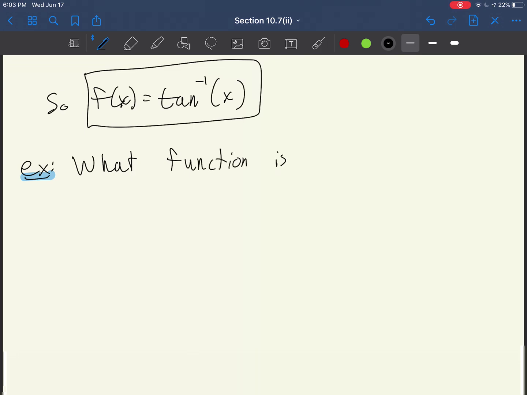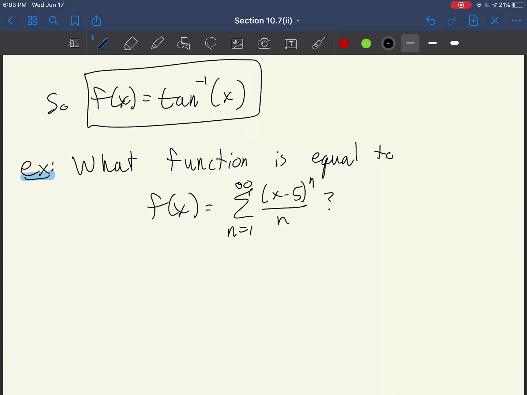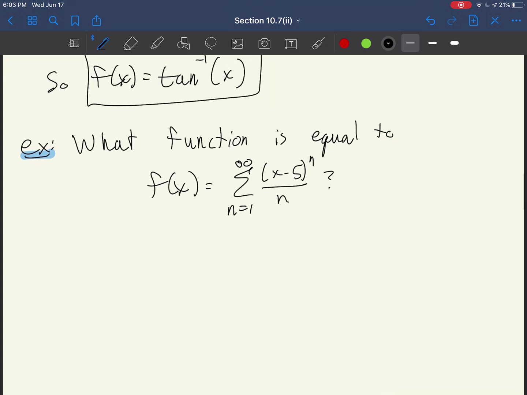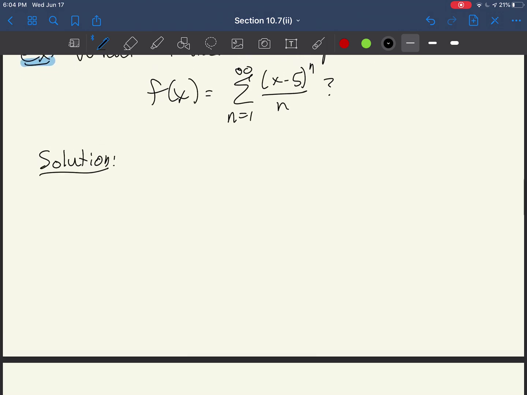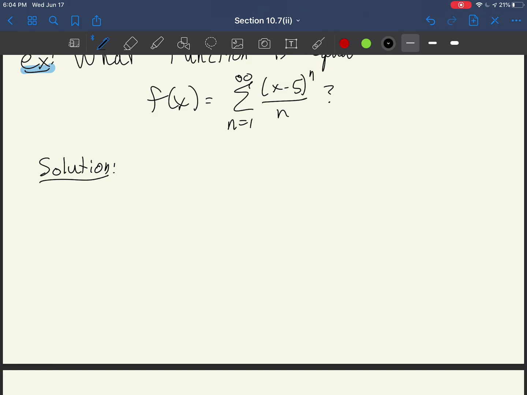Last example. What function is equal to f of x equals the summation from n equals 1 to infinity of x minus 5 to the n over n? So I'm going to let you do this. I recommend pausing the video, doing this, and then unpausing the video to see how well you did.